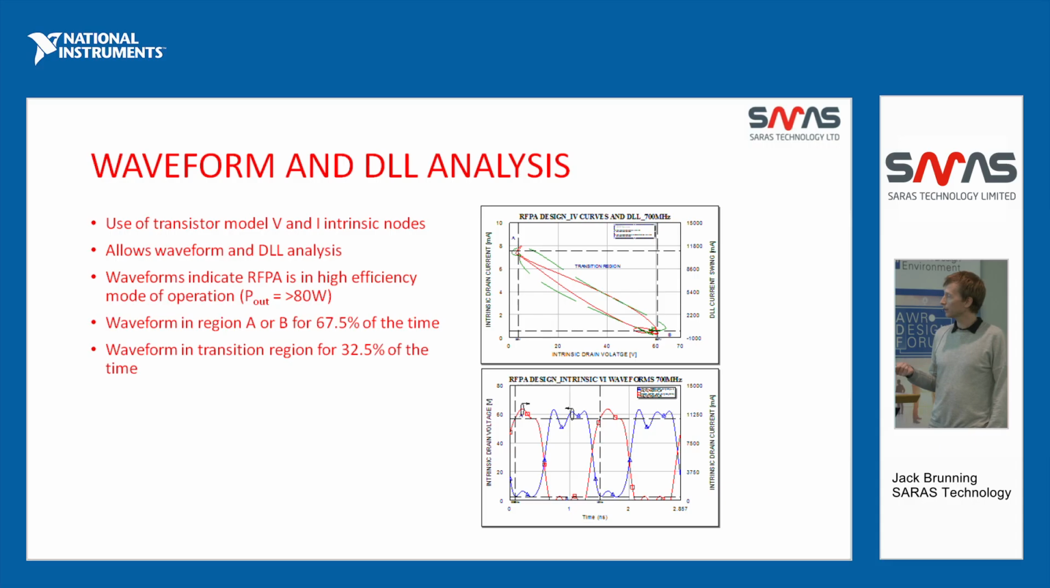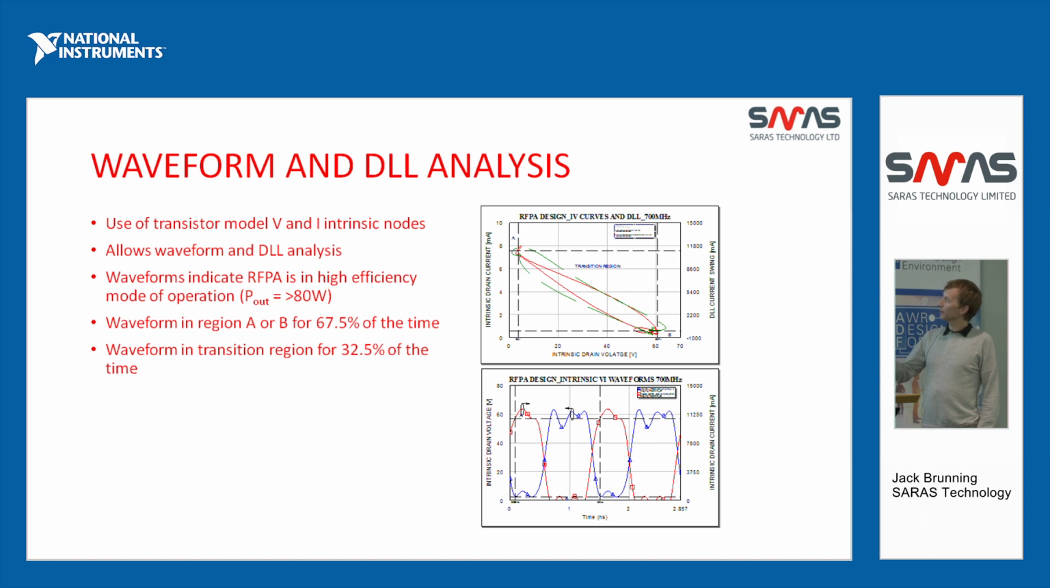Access to these nodes in a device model, if you are looking at harmonically terminated classes of amplifier, working back at the current generator plane is really the best way to do it. These waveforms and dynamic load line show exactly what's happening back at the current generator plane, in other words, minus the package parasitics of the actual transistor. You see here the overlap's pretty good, but you can relate this to the dynamic load line, and you can have region A here, region B here.